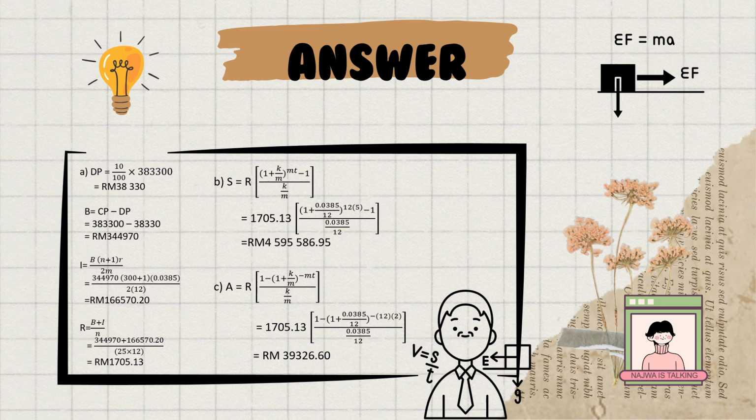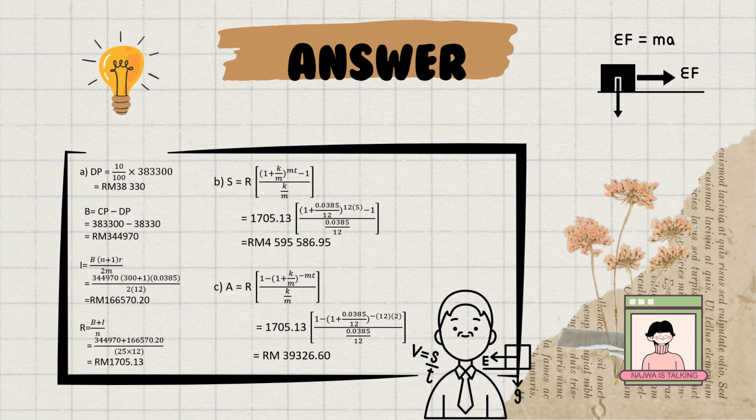To find the monthly payment, we use R equals (B plus I) divided by N. So 344,970 plus 166,570 and 20 cents divided by 25 times 12. The final answer for monthly payment will be 1,705 ringgit 13 cents.